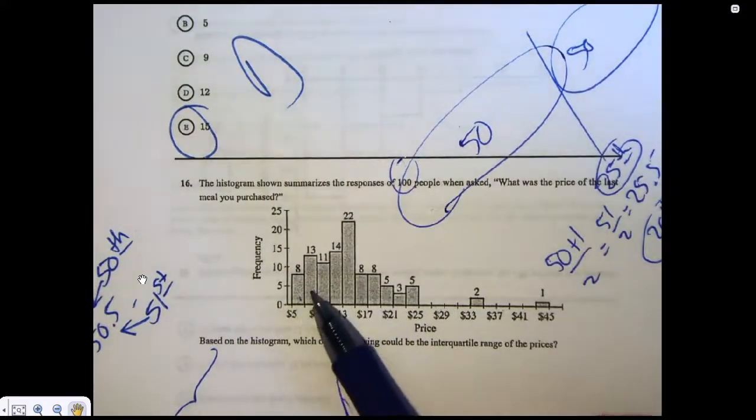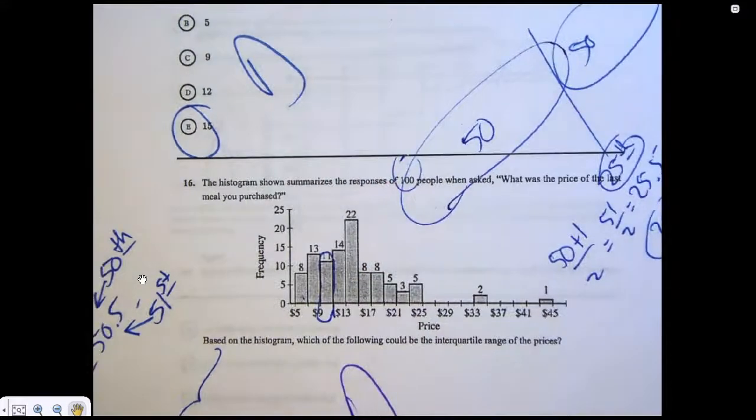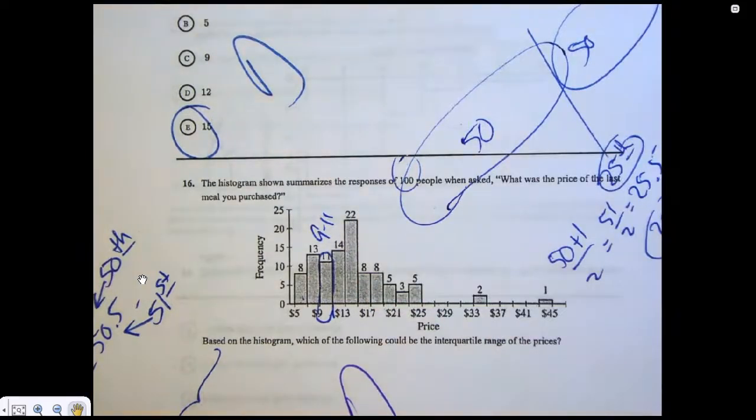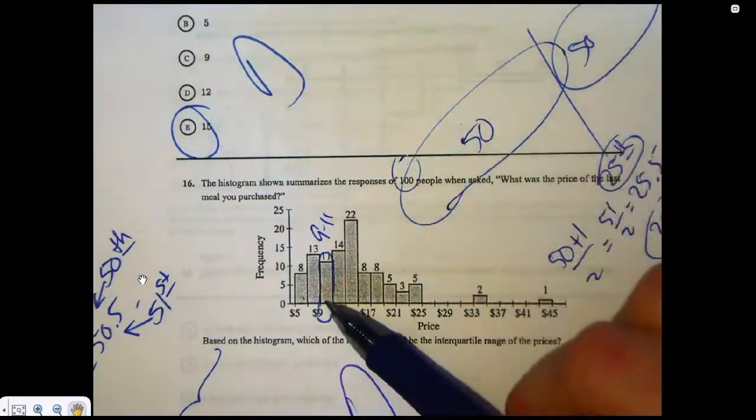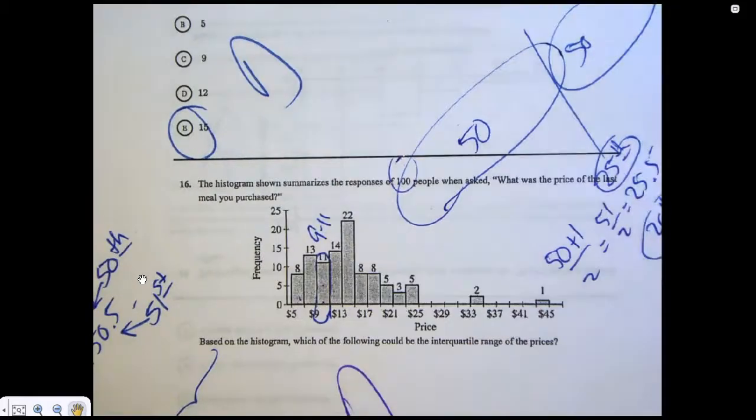So 8 of them are there, 13 of them are there, now I have 21. Now I have 34. So the 25th and 26th numbers must be in there somewhere, between $9 and $11, it looks like. And I don't know exactly what. Some of these might be 9.1, some of these might be 10.8. I just know that they're between.